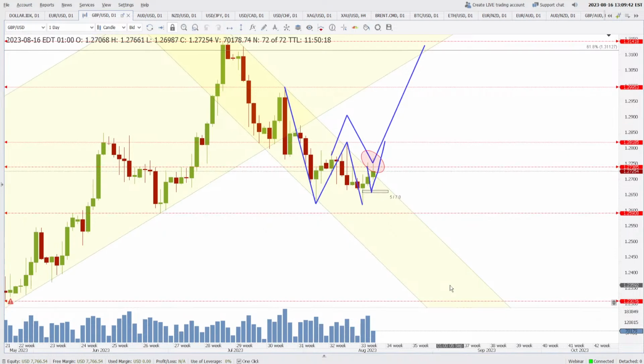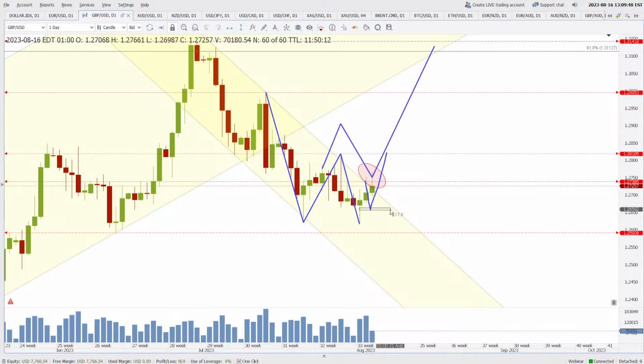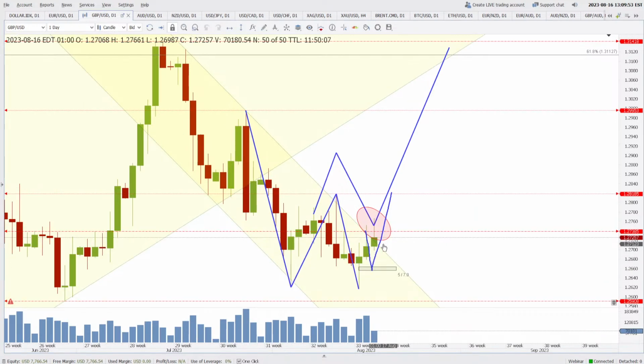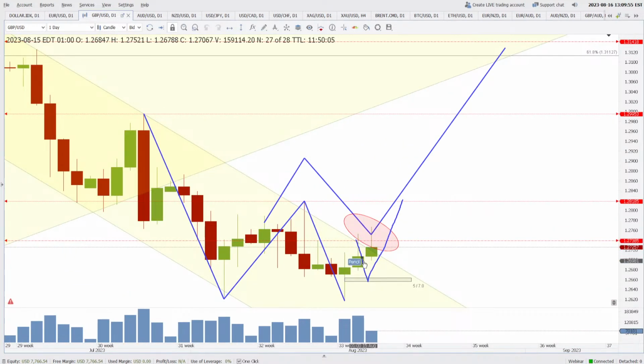For the pound, again the price went higher but was rejected. We were expecting a move like this, that the price may go down to this area and then find some support here and then go up higher.